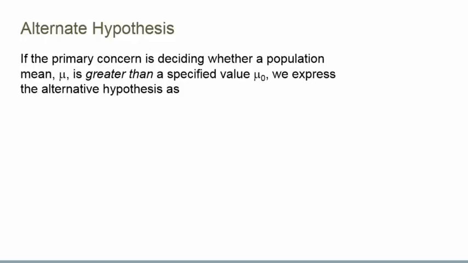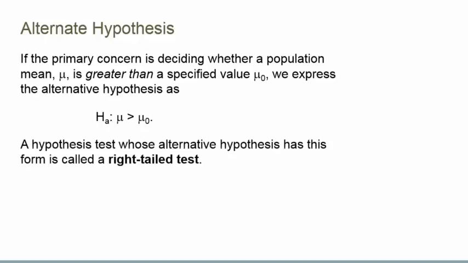Alternate hypothesis. If the primary concern is deciding whether a population mean mu is greater than a specified value mu sub 0, we express the alternative hypothesis as H_A: mu greater than mu sub 0. A hypothesis test whose alternative hypothesis has this form is called a right-tailed test.